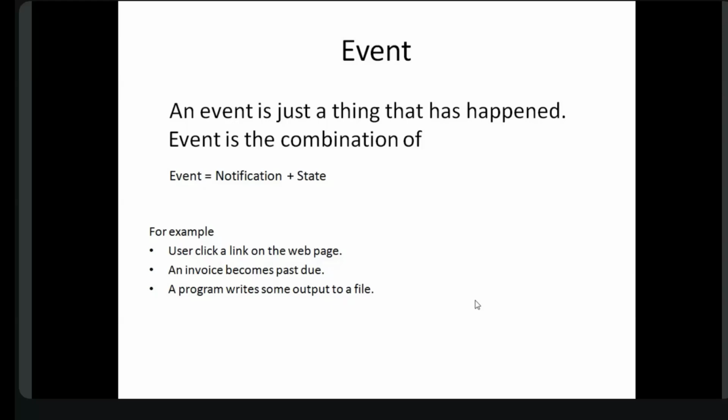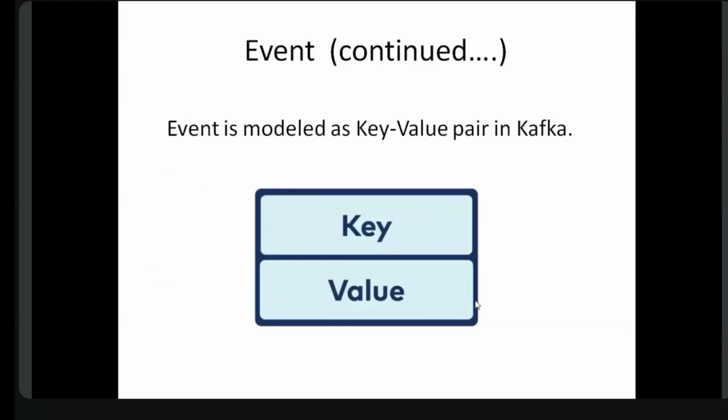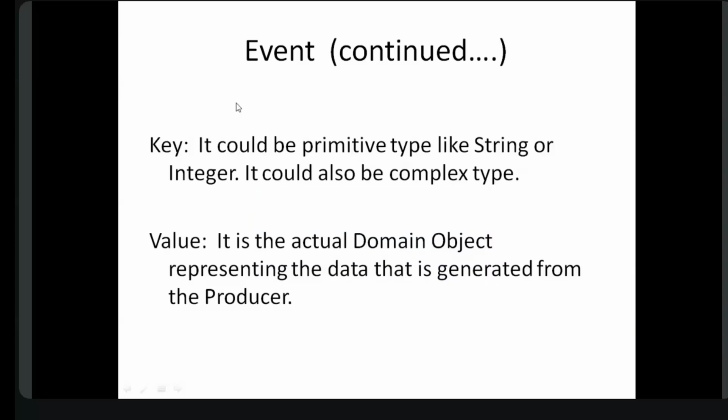So this was the first slide, and this is the second slide. This is the event I was talking about. An event is the combination of two things. How will your event look whenever we talk about an event in Kafka? An event has a key, as I said, which could be a string, an integer, or any combination of strings, integers, or special characters. And the value will be the actual data.